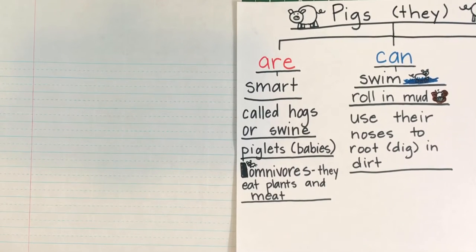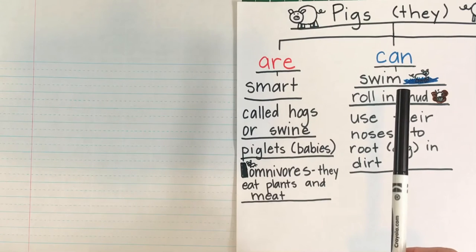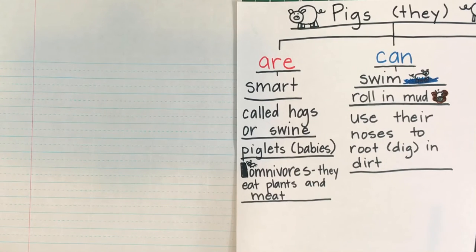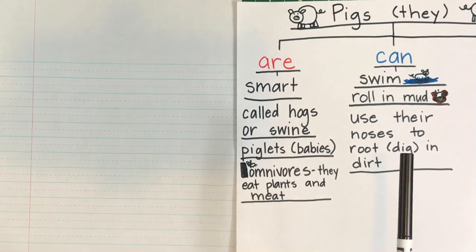Now that we've read and learned about pigs, I want to write at least three sentences about pigs. I can write more sentences, but I want you to write at least three. So I'm going to look at my tree map to help me. And one thing that I want to do is make sure that I say what pigs are, what pigs can do, and what pigs have.